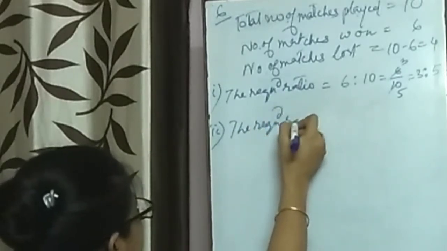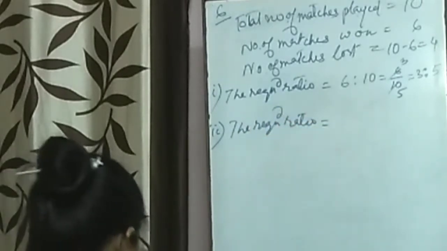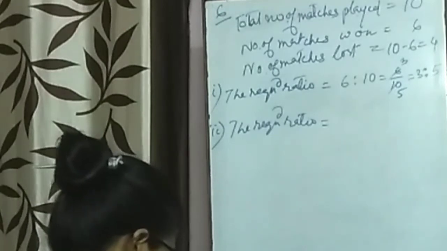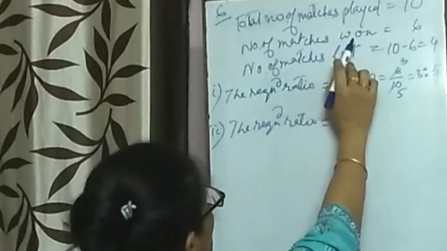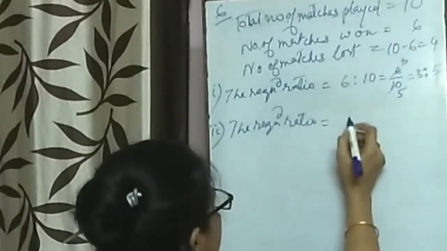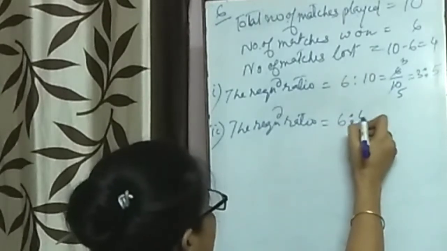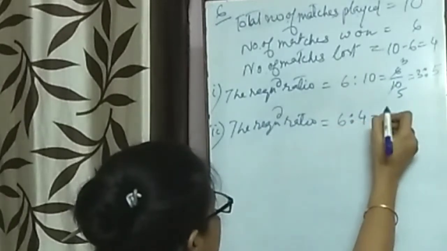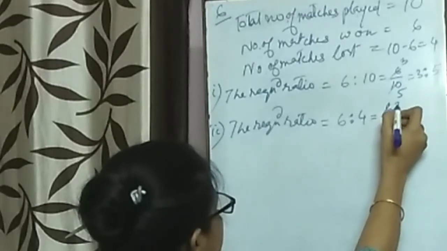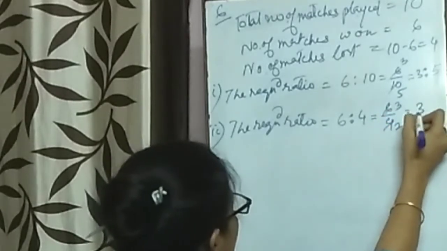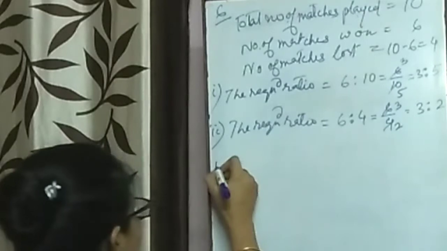The required ratio. Now, what ratio do you need to find? Won and lost. So won is 6. Lost is 4. So it is 6 by 4. Cancel. 3:2.